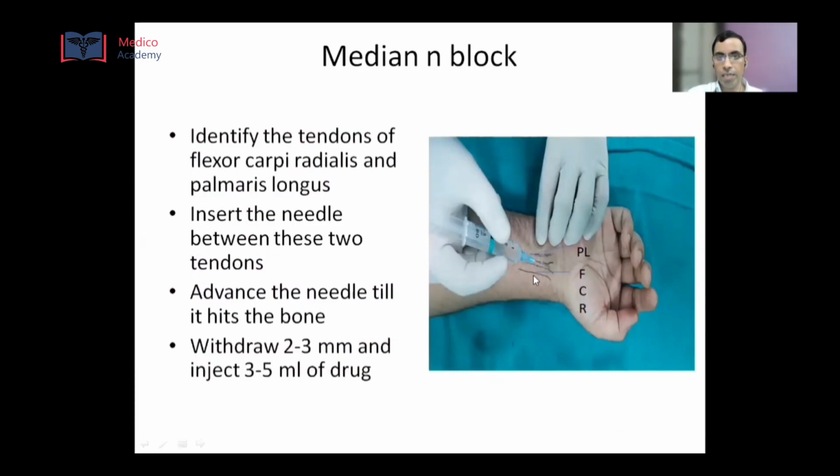For giving a landmark guided median nerve block at the level of the wrist, we should identify the tendons of flexor carpi radialis and palmaris longus. The needle is inserted in between these two tendons. Advance the needle till it hits the bone. Withdraw the needle for around 2 to 3 millimeters and inject 3 to 5 ml of drug at this point.